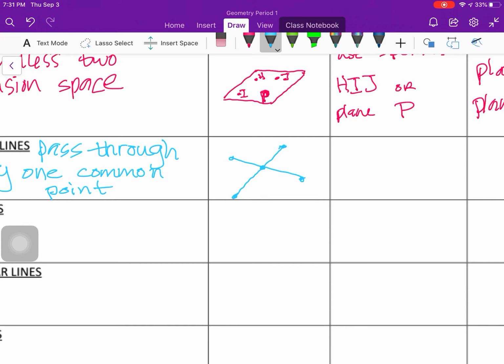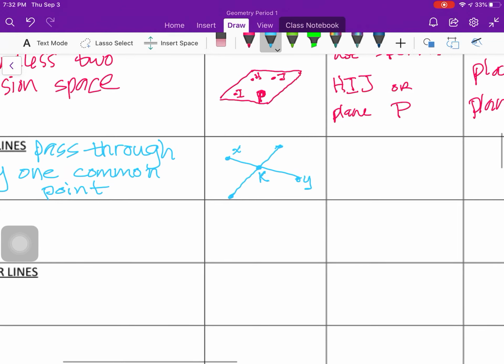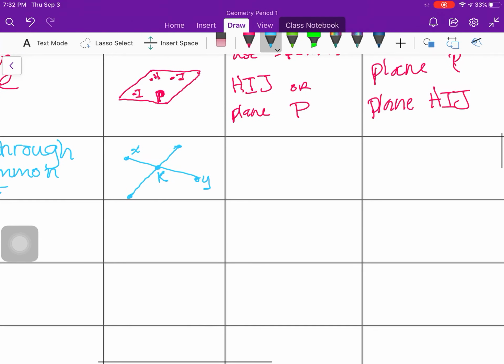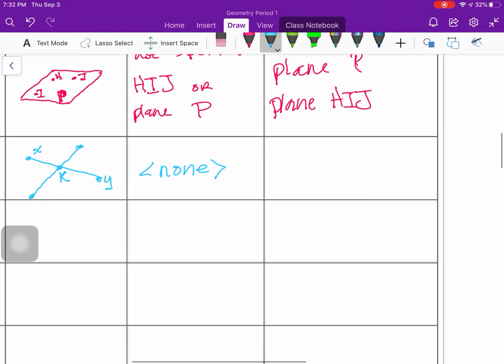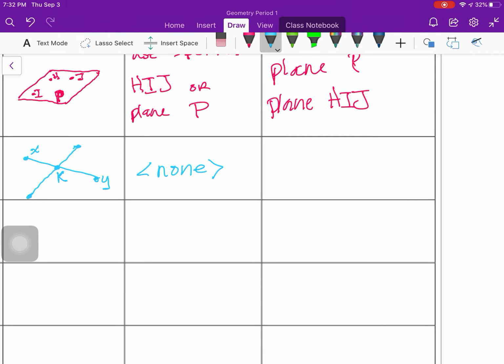Because I'm talking about a line. So I'm going to call this line X and line Y. And then this point here is K. Does that kind of make sense? They intersect at K. And since these are lines, lowercase, X and Y. There isn't really a notation for this, so we're just going to write none. How do we speak it? We say line X intersects line Y.